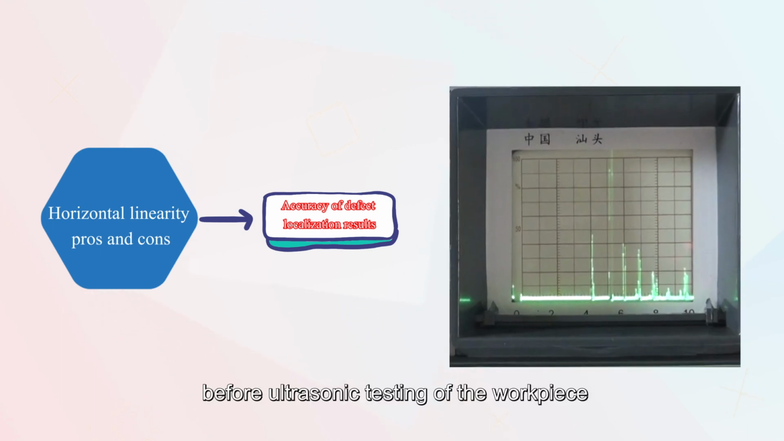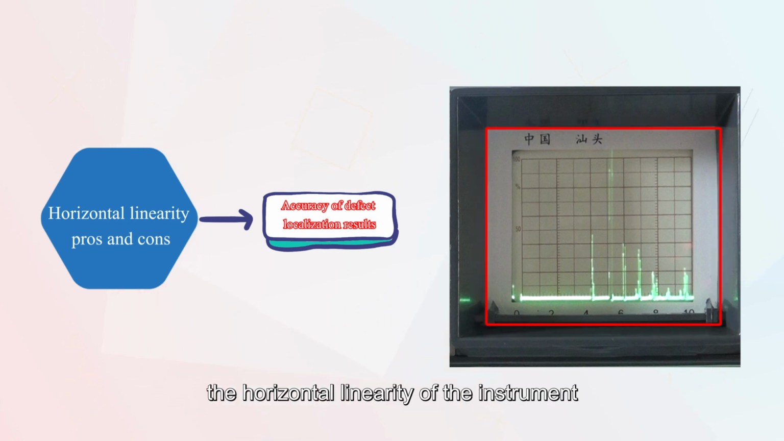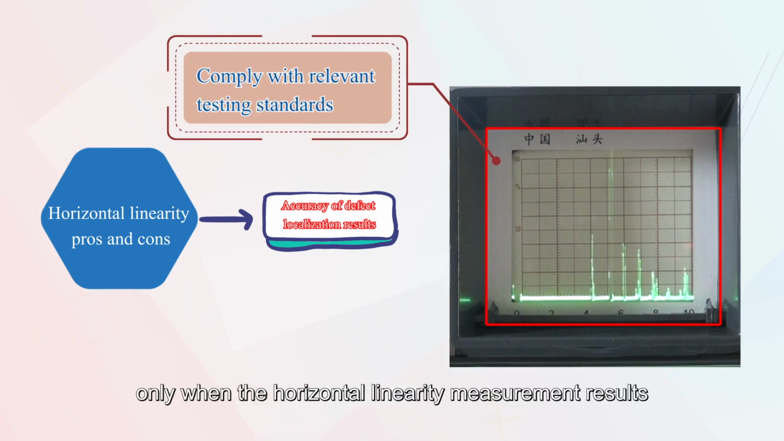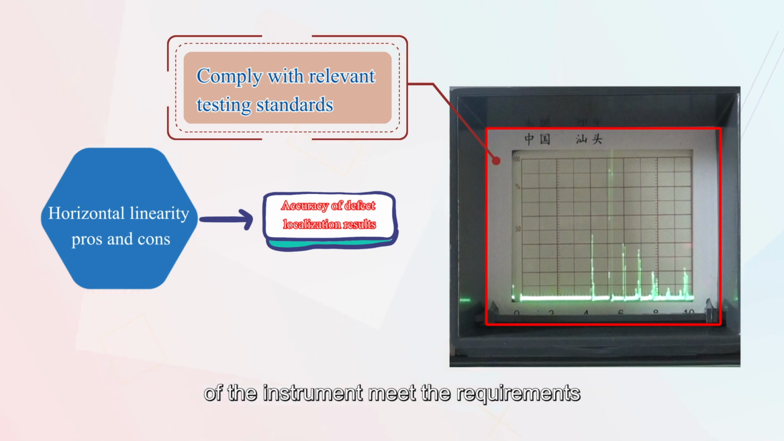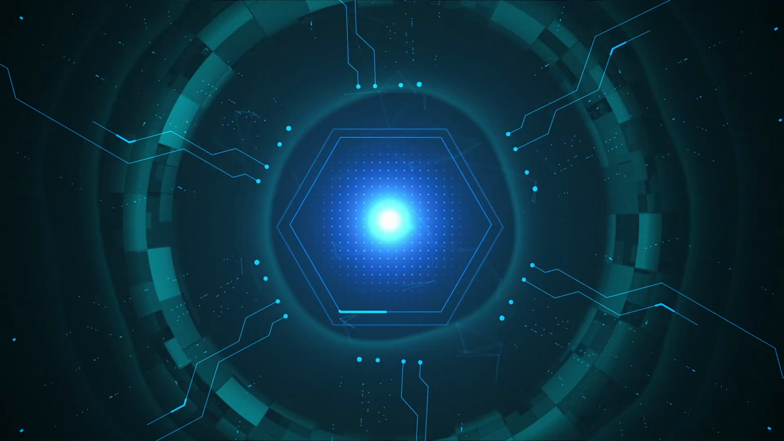Therefore, before ultrasonic testing of the workpiece, it is generally necessary to measure the horizontal linearity of the instrument. Only when the horizontal linearity measurement results of the instrument meet the requirements of the relevant testing standards can the instrument be used for ultrasonic testing of the workpiece. Next, let's learn how to determine the horizontal linearity of the ultrasonic testing instrument.